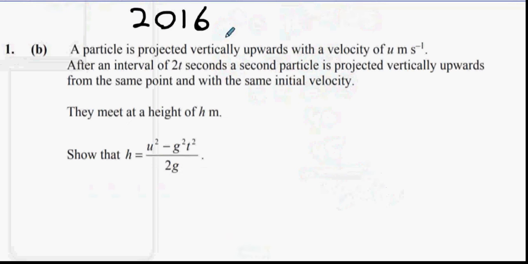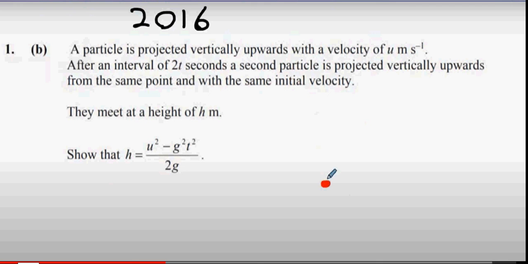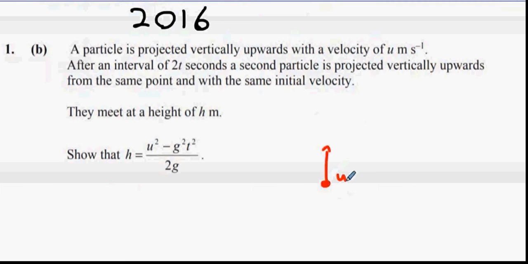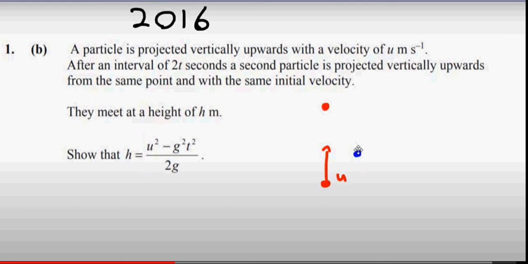Now, question 2. A particle is projected vertically upwards with a velocity of u meters per second. After an interval of 2t seconds, a second particle is projected vertically upwards from the same point with the same initial velocity. Imagine a red particle that's on its way up, and then later on, the blue particle is thrown up after it. Now, the collision can usually happen in 3 ways.